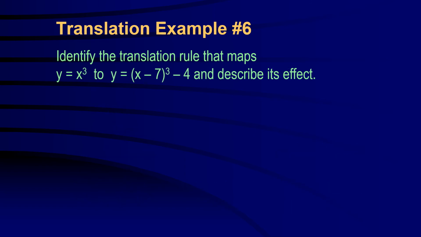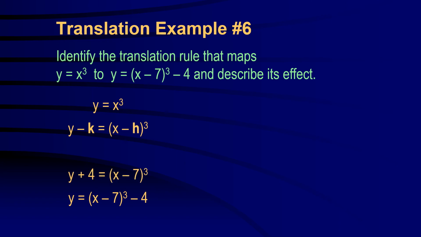Let's do a similar example, this time identifying the translation rule that maps y equals x cubed to y equals x minus 7 quantity cubed minus 4 and describe its effect. We'll again begin with the preimage y equals x cubed and replace y with y minus k and x with x minus h. Remember, x was cubed, therefore x minus h quantity needs to be cubed as well. Let's go to the image, y equals x minus 7 quantity cubed minus 4. Recognize that the minus 4 is outside the quantity and therefore came from the other side. So let's add 4 to both sides and rewrite it as y plus 4 equals x minus 7 quantity cubed.